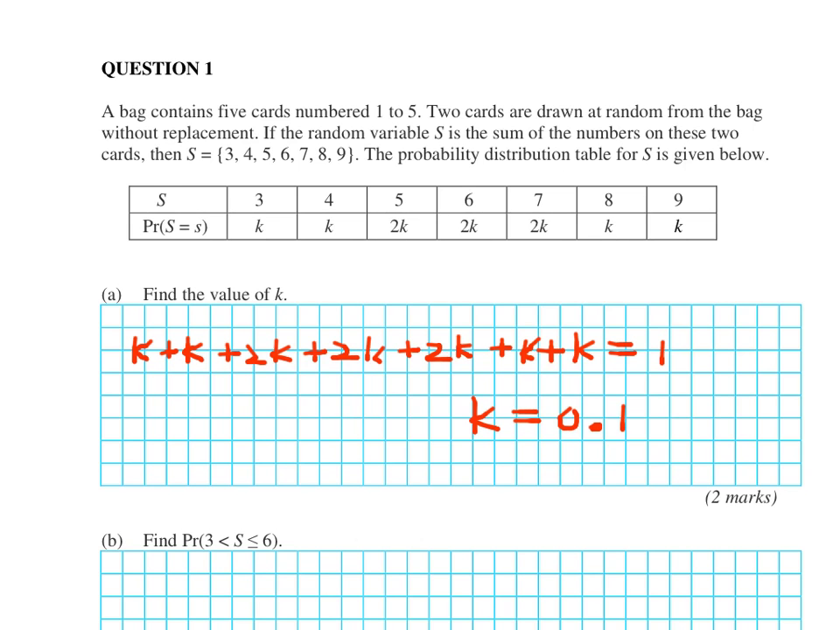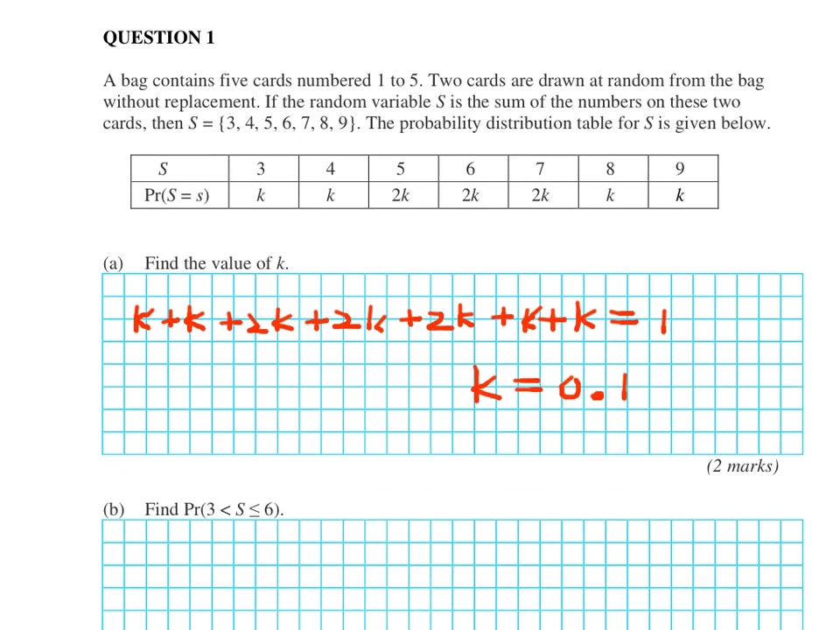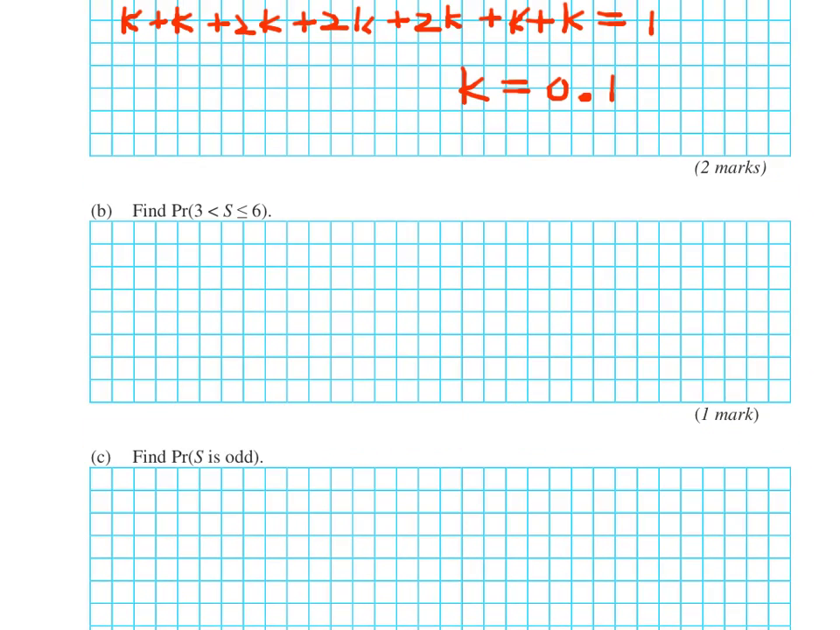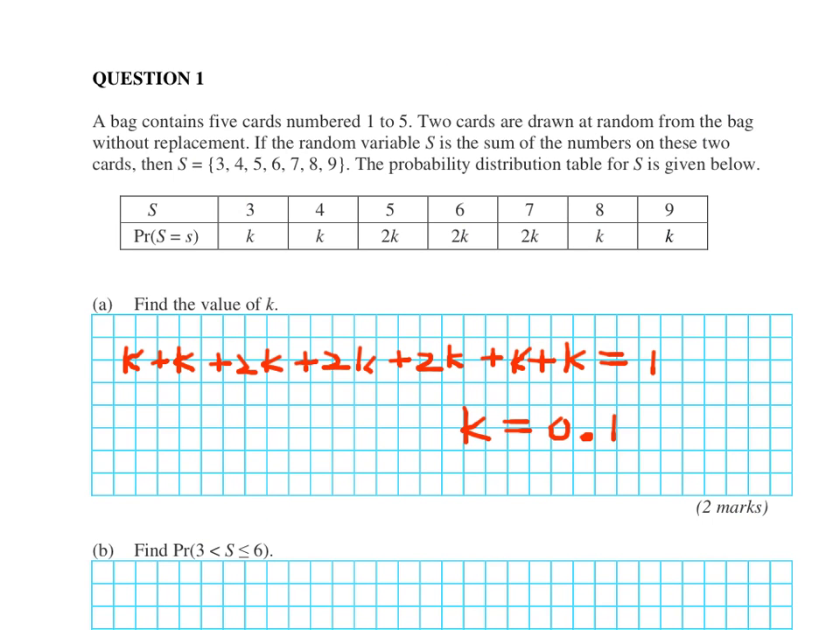Now, next up is this question here. In fact, these two questions, part B and C, we look at them together. We are looking at s between 3 and 6 inclusive of 6, and when s is odd. So really 3 to 6, but not including 3. So really talking about 4, 5, and 6, so we just add these 3 together.